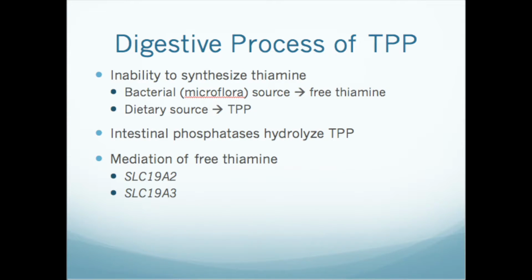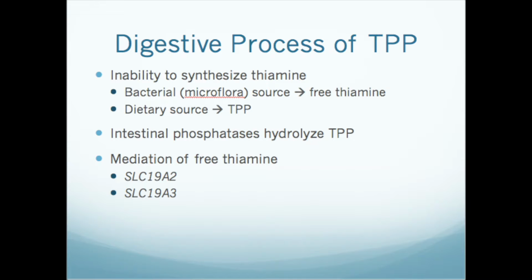Humans are unable to synthesize thiamine de novo. Therefore, we need to obtain this essential vitamin through various sources via intestinal absorption. Two sources of thiamine include a bacterial source and a dietary source. The bacterial source refers to the bacteria that line the colon, as mentioned before. They are capable of generating vitamin B1, specifically a free form of thiamine. The dietary thiamine exists as TPP, which is hydrolyzed to a free thiamine by small intestinal phosphatases before absorption.